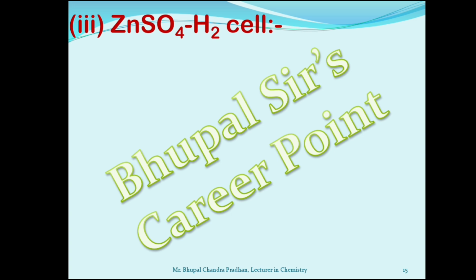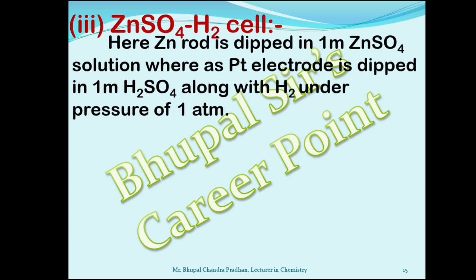Now let us take another cell, zinc sulfate hydrogen cell. Here zinc rod is dipped in 1 M ZnSO4 solution, whereas platinum electrode is dipped in 1 M H2SO4 solution along with hydrogen gas under pressure of 1 atmosphere.